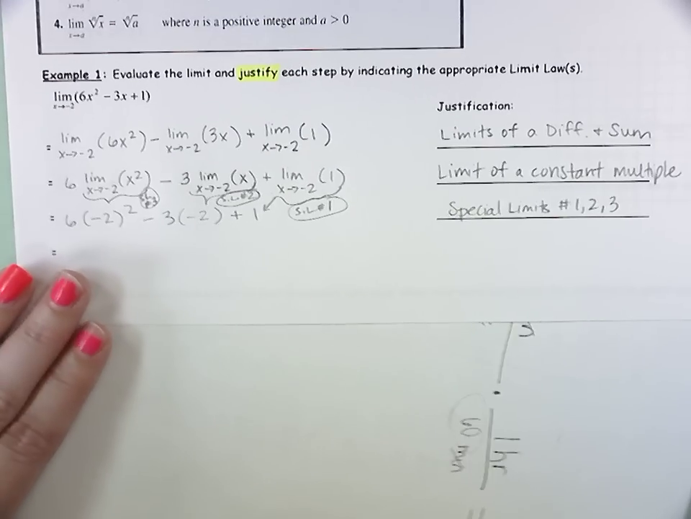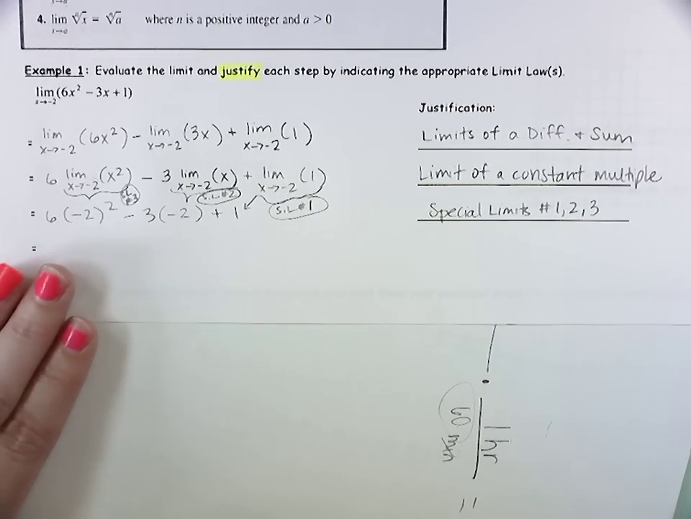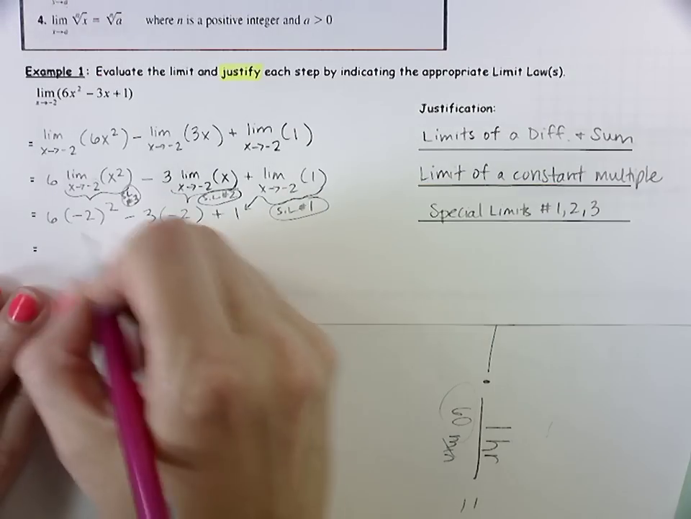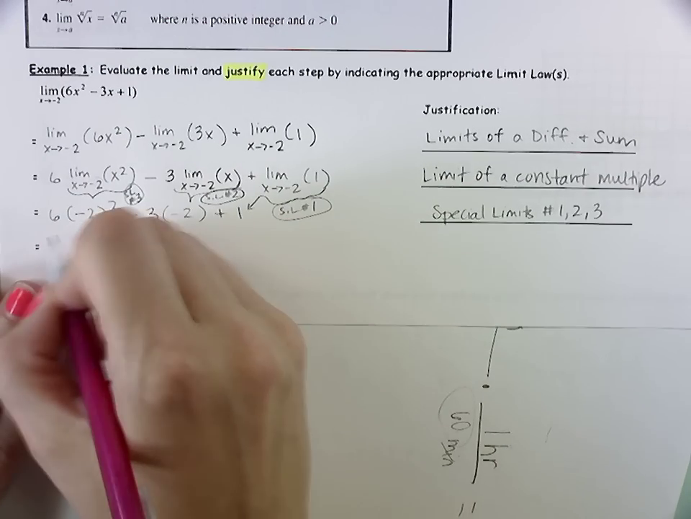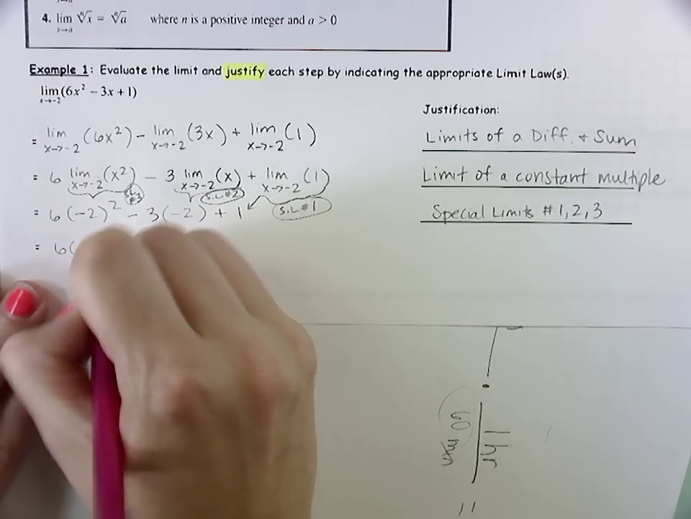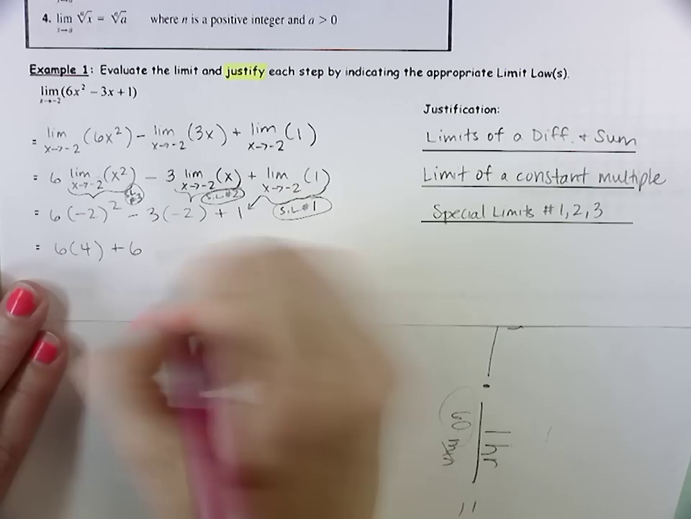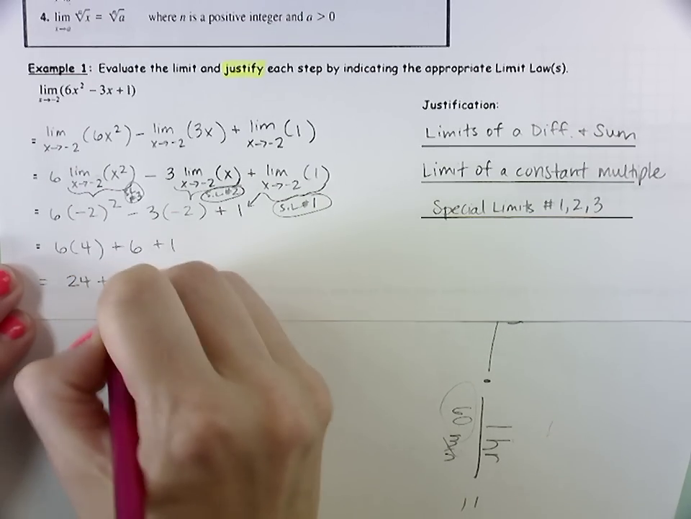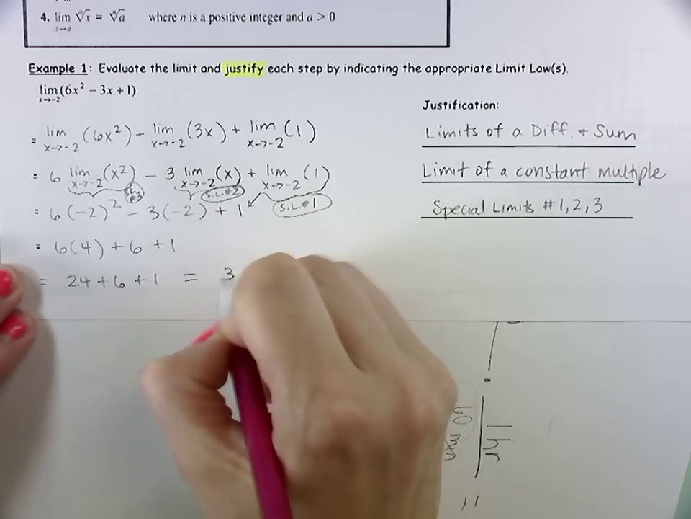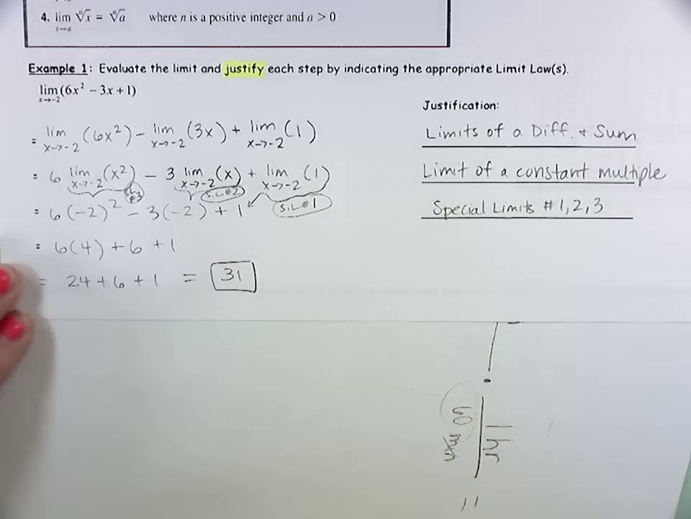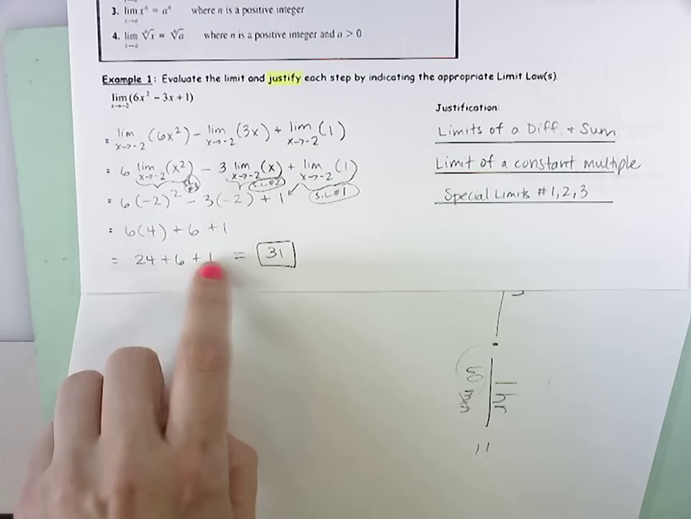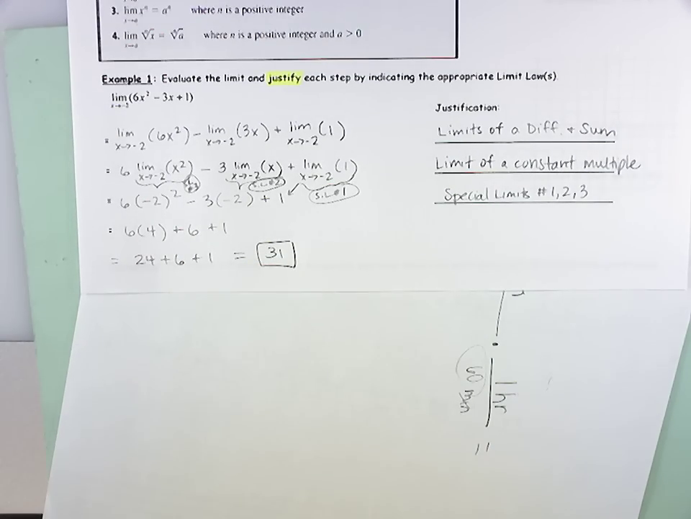Okay, you would not have to write that down when you're writing it out. I just wrote it there for you, so if you're looking back, you're like, how do we get those? That's where it's going to come from. Okay, and then now we can just evaluate. So this would be 6 times 4 plus 6 plus 1. And these are evaluations. You're not doing the limit laws anymore. So your limit is going to be 31. So when you're evaluating, you don't have to justify those final steps there.